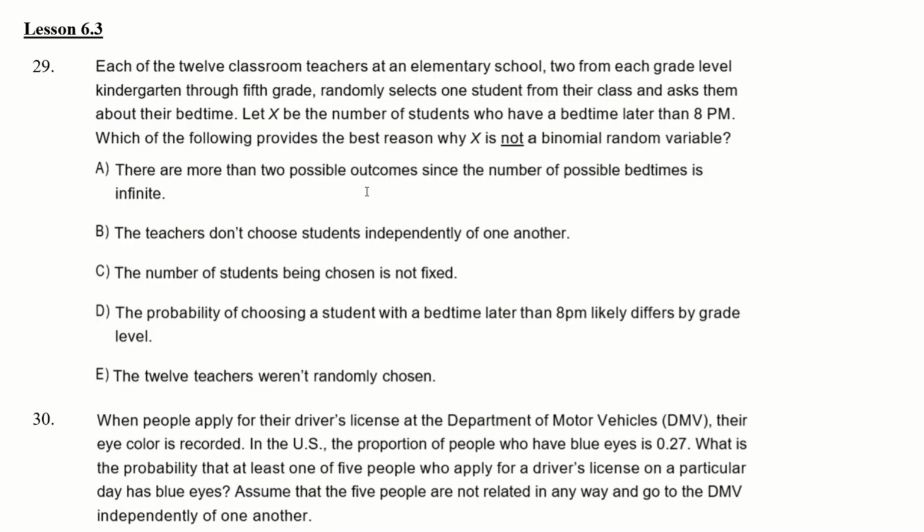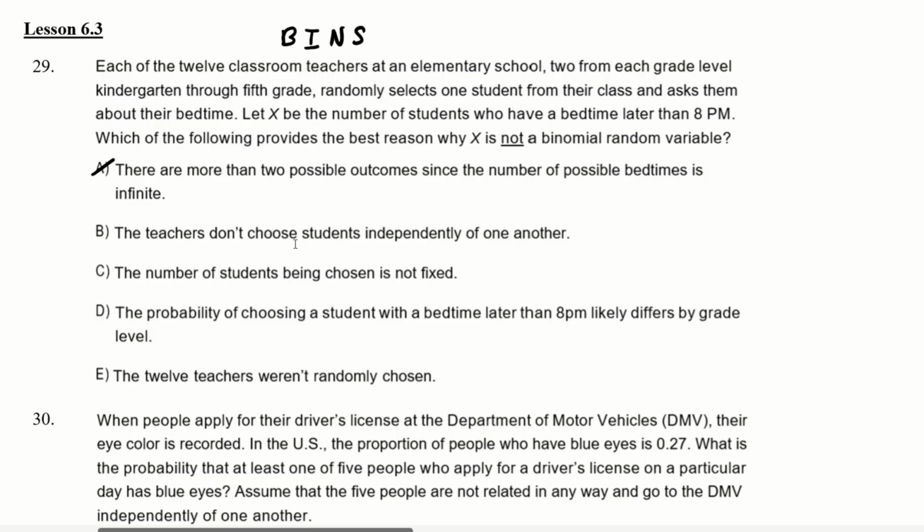All right, so that's not true because in this case, what we're looking at is whether they have a bedtime later than 8 or not, right? So it is binary, so it satisfies BINS. Remember, for binomial variables, it has to satisfy BINS, right? Binary means either success or failure. In this case, bedtime later than 8 or bedtime not later than 8. So it's not going to be A because that's not a reason for why it's not binomial, because here it does satisfy the B in BINS.